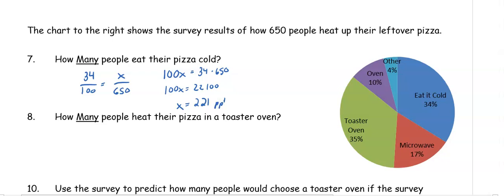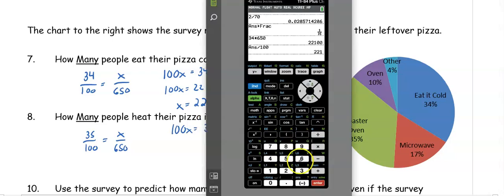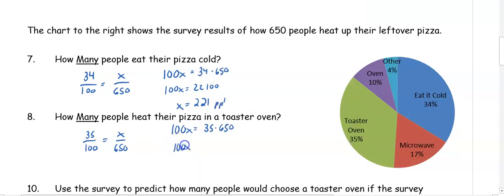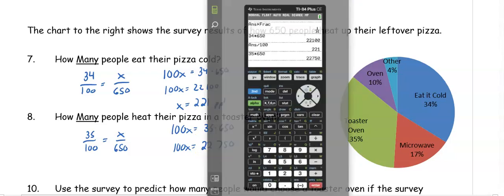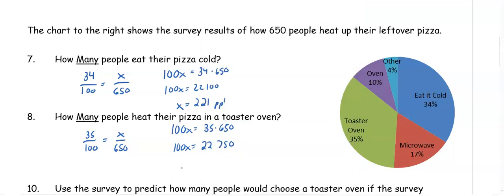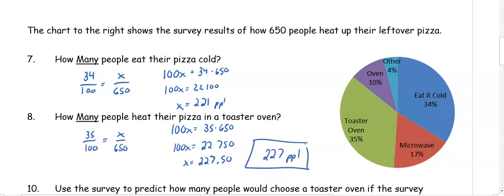In number 8, how many people heat their pizza in the toaster oven? So there's 35% that heated from the toaster oven out of 650. So we have x out of 650. So we have 100x is equal to 35 times 650. So we have 100x equals 22,750. When we divide by 100, we get 227.50. Remember, we can't have half of a person, so it's just 227 people.